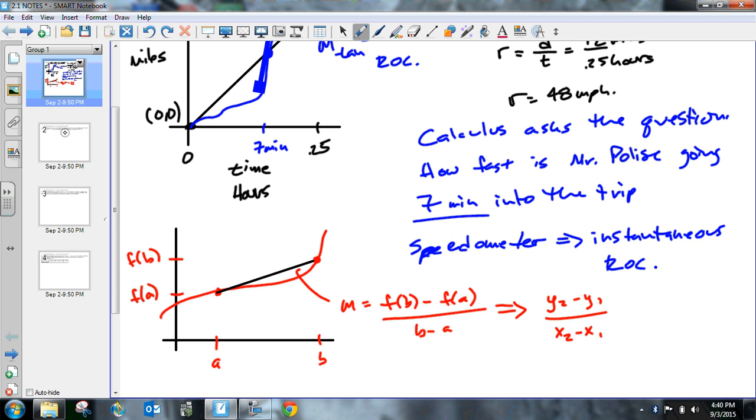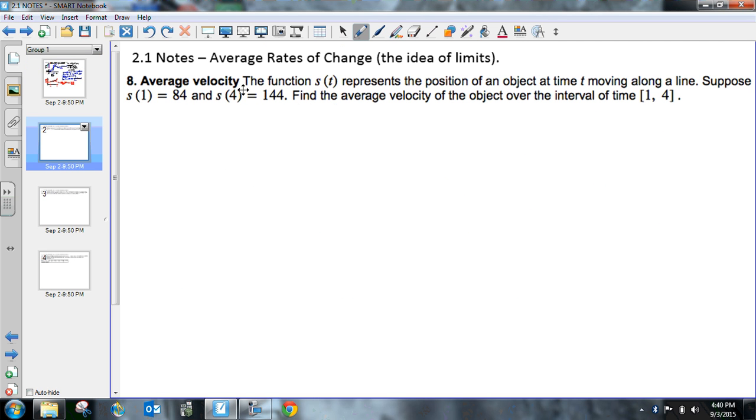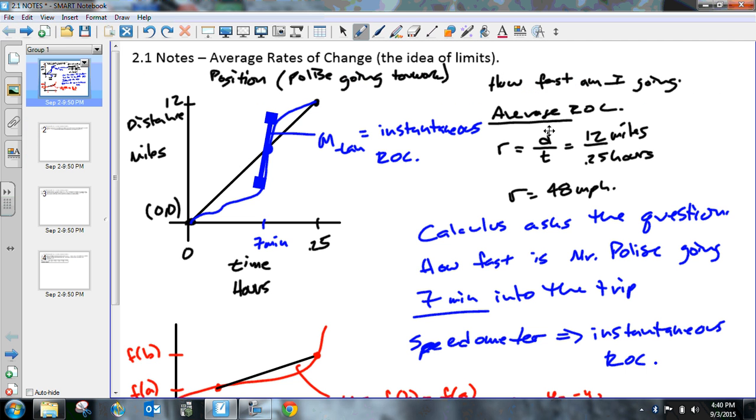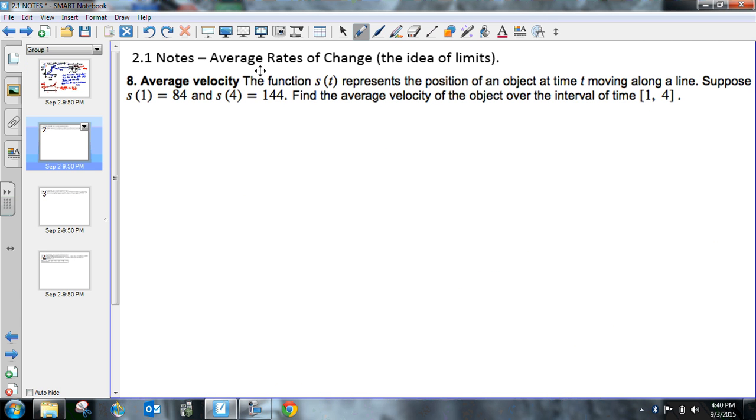Okay, now what I want to do is get started on something like this. And this is average velocity. Now remember, we were finding average speed. This was an average rate of change. Rate of change would be something like speed, velocity. Those are very related. We'll talk about those in detail later, but we want to find average velocity.